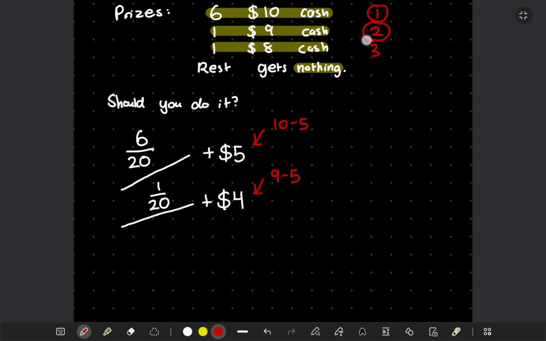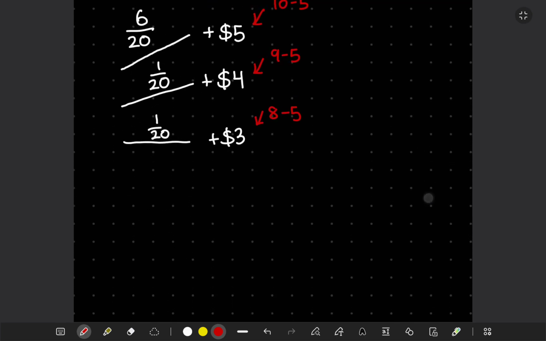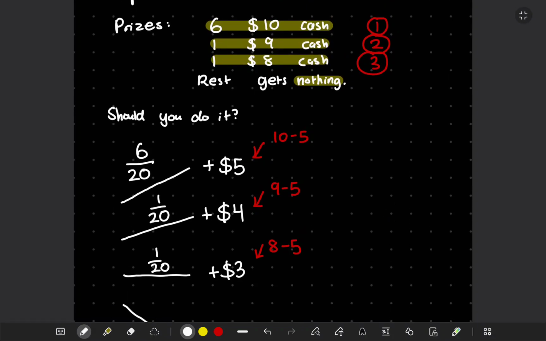And now I'm going to look at branch number 3. And branch number 3 does the exact same thing again. 1 out of 20. And the cash prize is $3. How is it $3? It's because 8 minus 5 gets us 3. And so when we do this, this leads us with our last and final thing, which is going to be how the rest gets nothing.